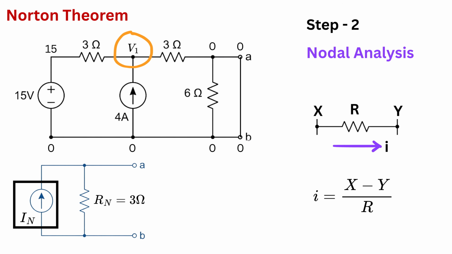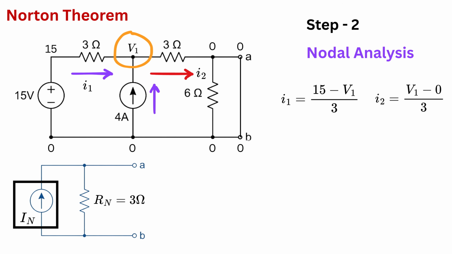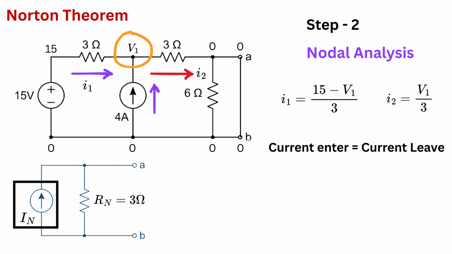Now think carefully about currents entering and leaving this node. From the left side, the current coming through the 3 ohm resistor is (15 minus V1) divided by 3. From the current source, we already have 4 amperes entering the node. From the right side, the current leaving the node is (V1 minus 0) divided by 3, or V1 by 3. So now we can apply current balance at the node. Current entering a node equals current leaving the same node. So (15 minus V1) divided by 3 plus 4 equals V1 divided by 3.